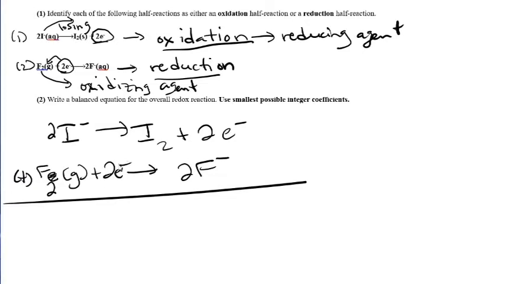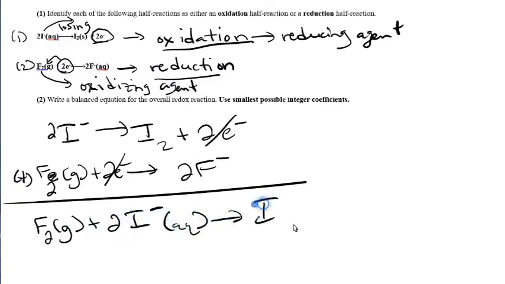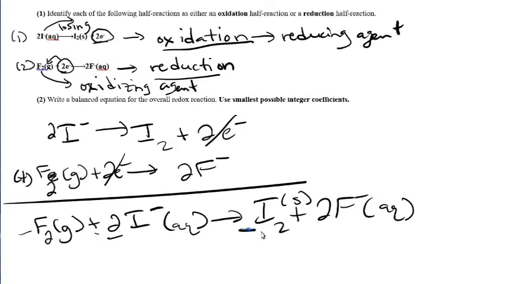Now if you have terms on opposite sides of the arrow, they cancel out. So the 2 electrons cancel out here, leaving you with F2 and iodide, yielding iodine solid and fluoride. And that is your overall reaction. These are the smallest coefficients that you can have, 1, 2, 1, and 2. And that is your reaction.